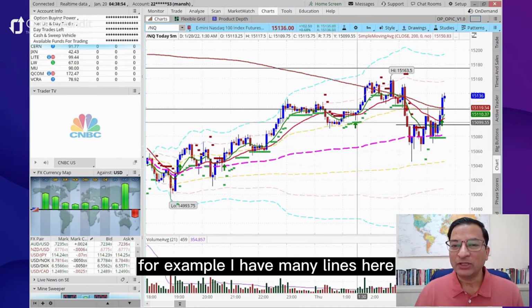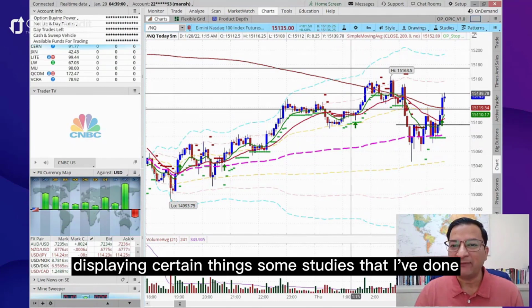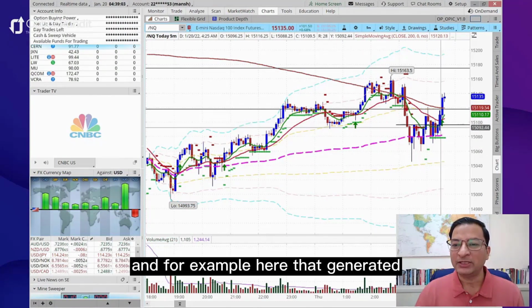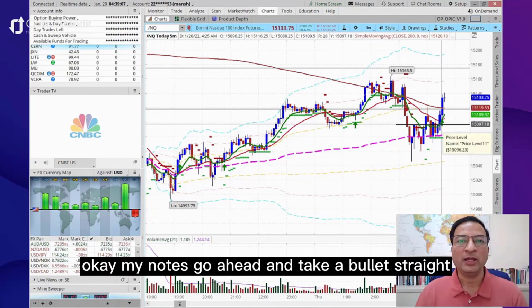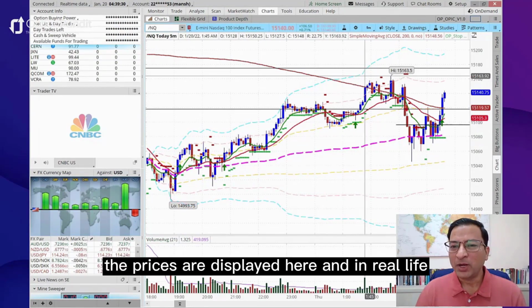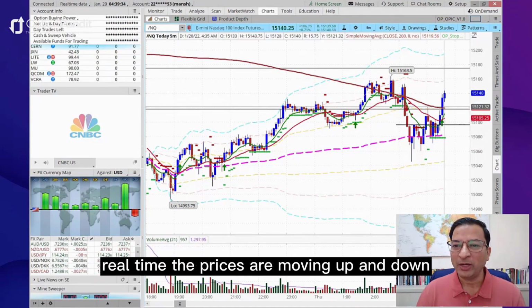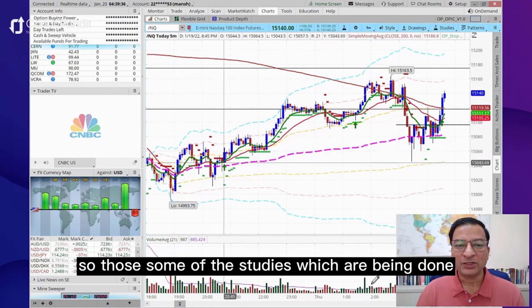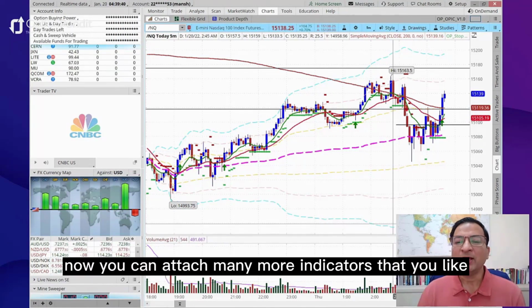And you will notice that, for example, I have many lines here displaying certain things, some studies that I've done. For example, here it has generated a bullish point for me already, meaning that, okay, Manoj, go ahead and take a bullish trade. The prices are displayed here, and in real time the prices are moving up and down. Can you see that? Yes, so those are some of the studies being done, and at the bottom you will see the volume. Now you can attach many more indicators that you like.